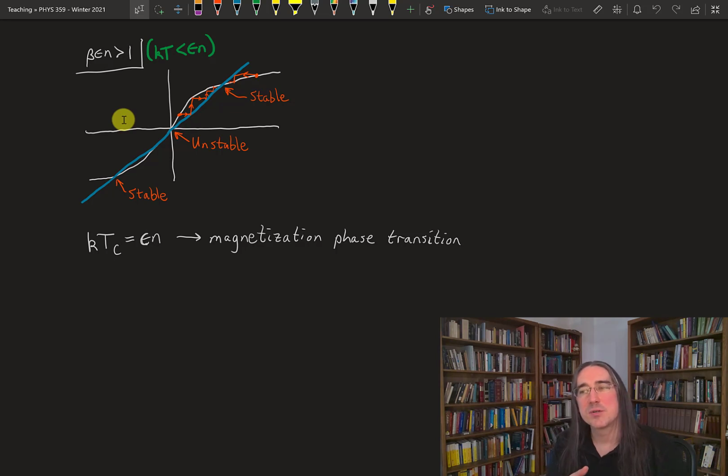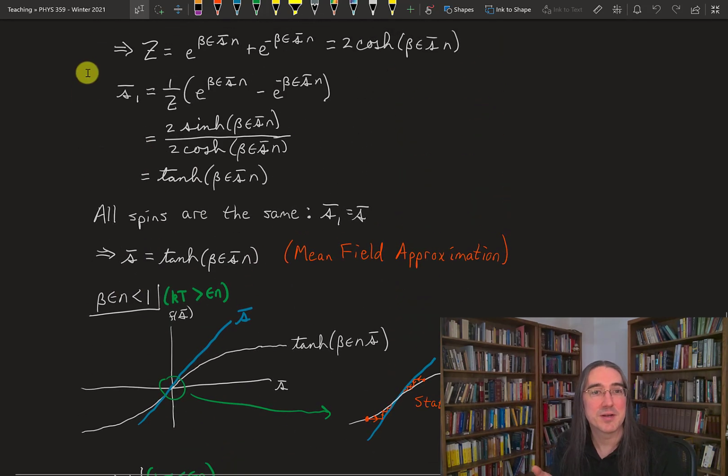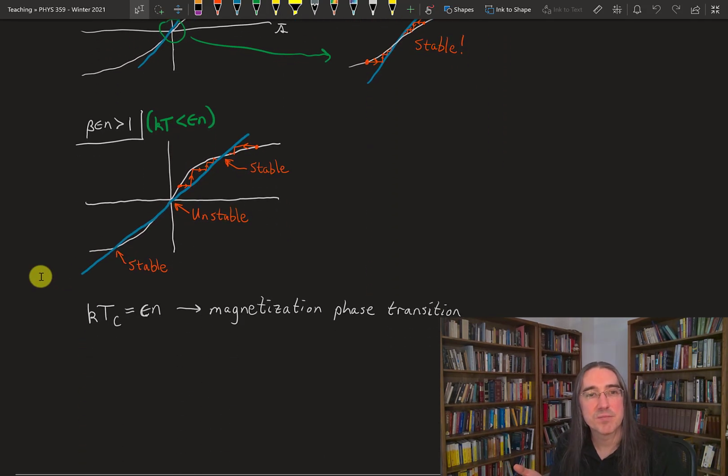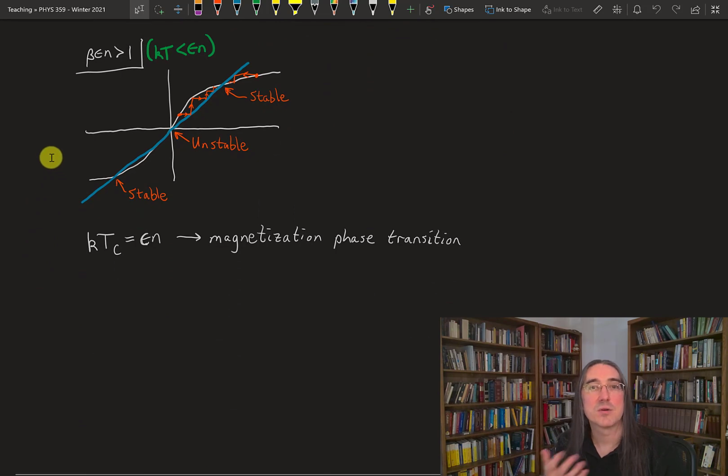So at the critical temperature, fluctuations become very large. There's nothing stopping them from getting very large. Because, again, this is very mathematical, but S bar and tanh of beta epsilon S bar look almost identical at zero. So that means that you'll have large fluctuations, and those large fluctuations are exactly the sort of thing that we expect mean field theory to be bad at.